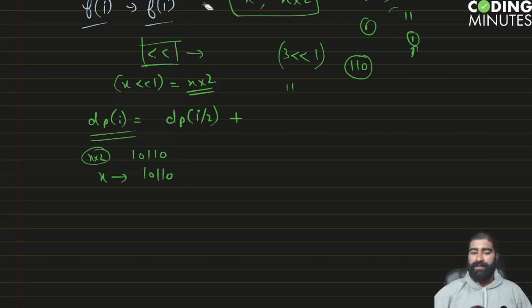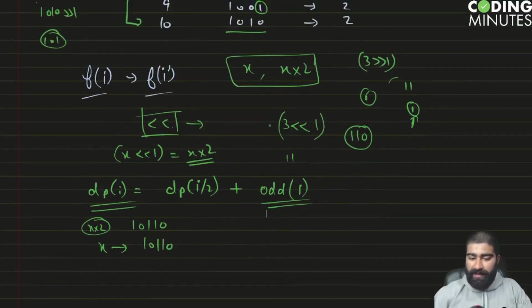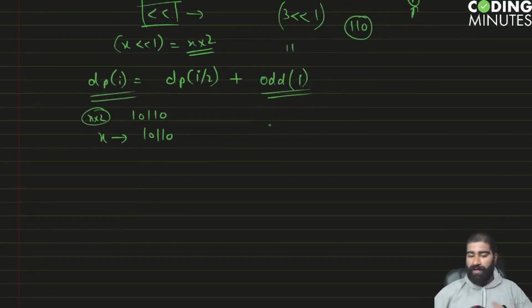But I'm just saying that if I want to formulate this particular relation, which is dp[i] is equal to dp[i/2] plus odd(i), right? What is odd(i)? If i is odd, it will give us 1, otherwise it will give us 0. That means the last set bit of i, right? So this is a simple recursive relation. So let's try to fill the whole array with this.